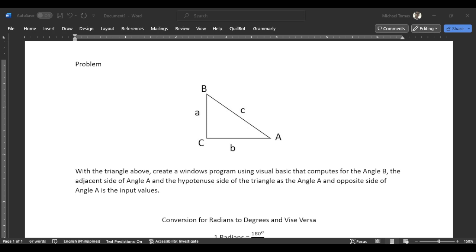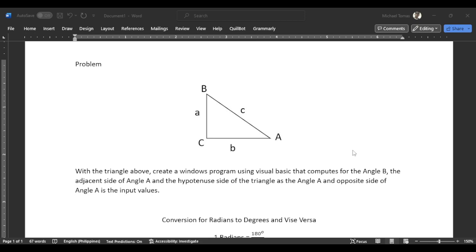Okay, so the problem states that with the triangle above, create a Windows program using Visual Basic that computes for the angle B and the adjacent side of angle A and the hypotenuse side of the triangle. So the angle A and the opposite side of angle A are the input values. What I mean is you have to solve for the opposite side using angle A, and you have to solve for the adjacent side using angle A.